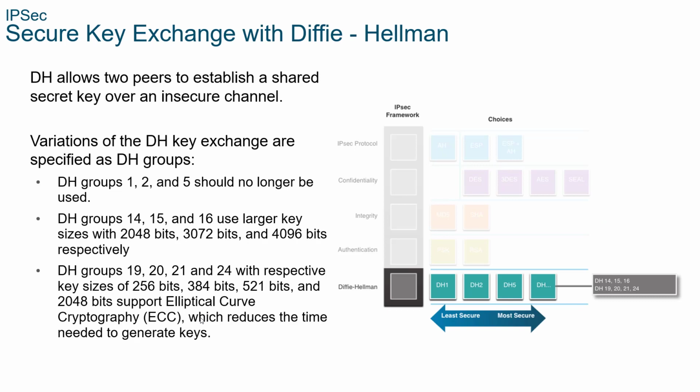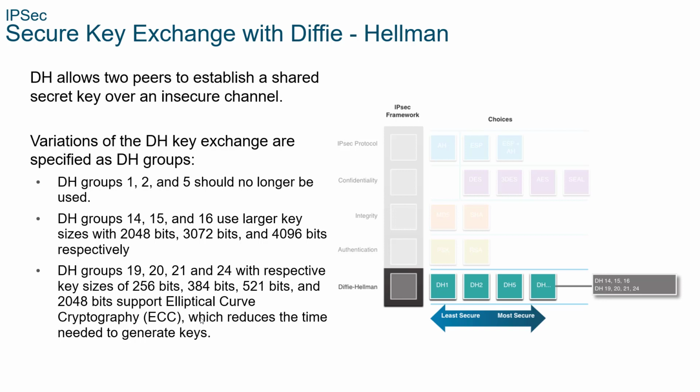Diffie-Hellman is the algorithm that allows the two peers to establish a shared secret key over an insecure channel. So basically over the public network, right? Diffie-Hellman's algorithm essentially complicates things enough that it cannot be deciphered as it moves across the public network. There are variations of the Diffie-Hellman key exchange, and those are called groups. The higher the group number, I believe the more secure it is.